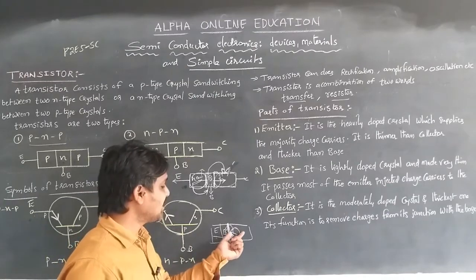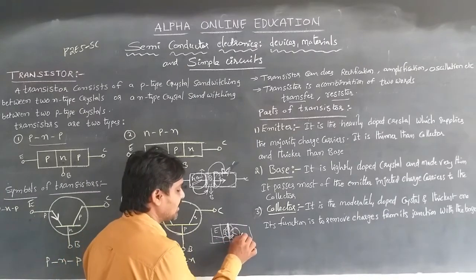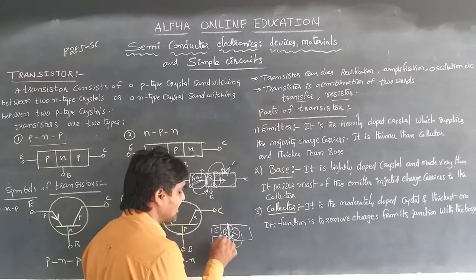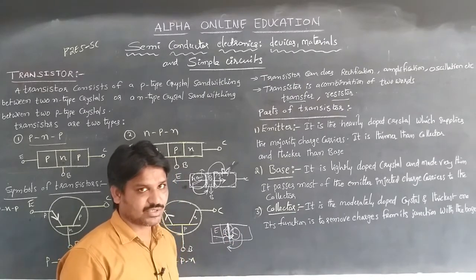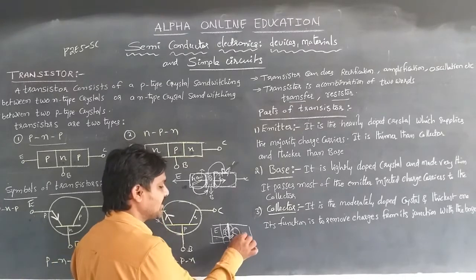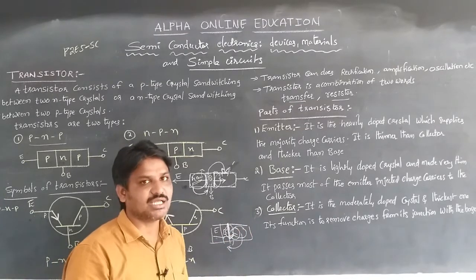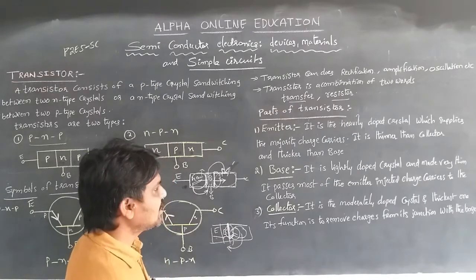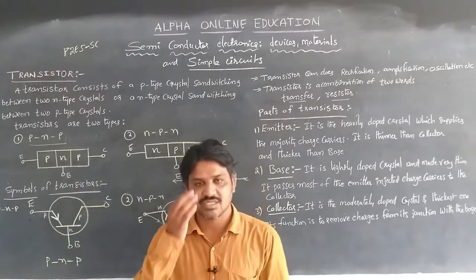That's why the collector current is mostly considered the same as the emitter current, because the majority charge carriers are supplied by the emitter. So the collector current will pass through the circuit. Here is the primary information about the transistor.